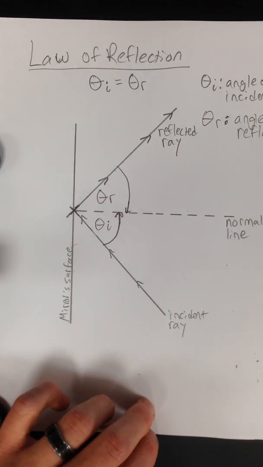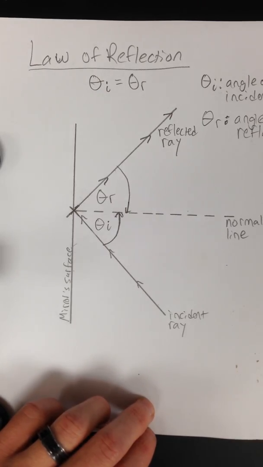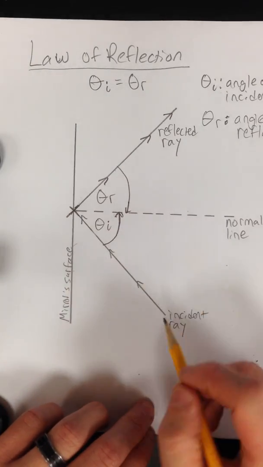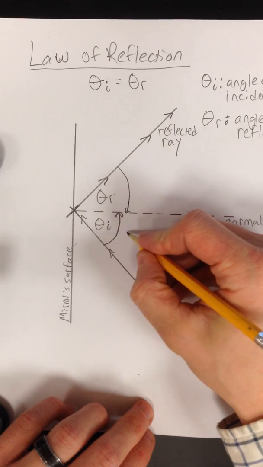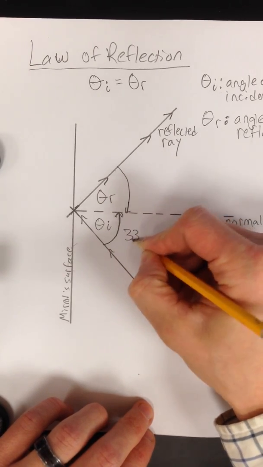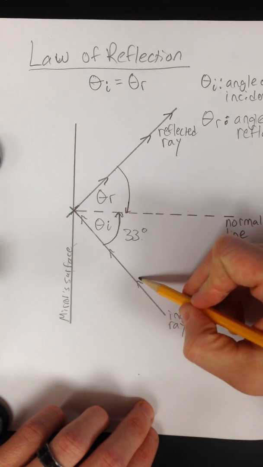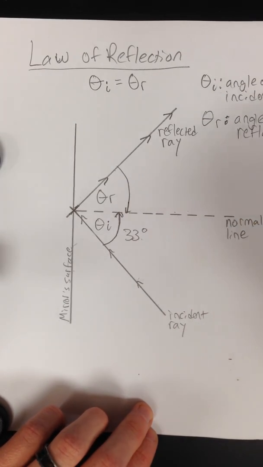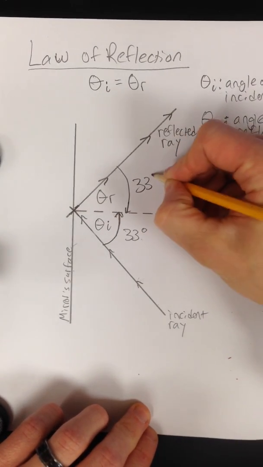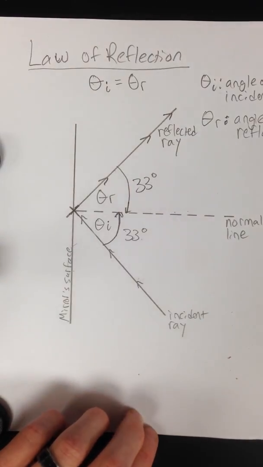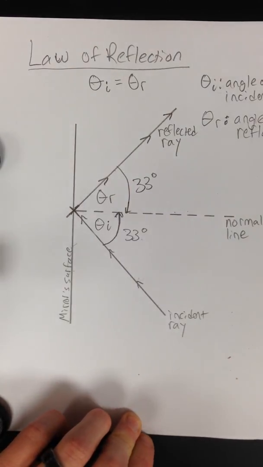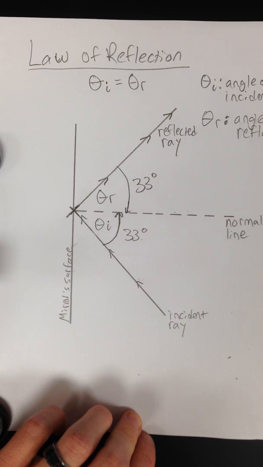And whenever light hits a mirror, it simply acts like a pool ball. The angle it comes in at, the angle of incidence, let's call this 33 degrees. I don't know that it's that much, but if it is 33 degrees between the incident ray and the normal line, then our angle of reflection is also 33 degrees. Those two angles are always equal.